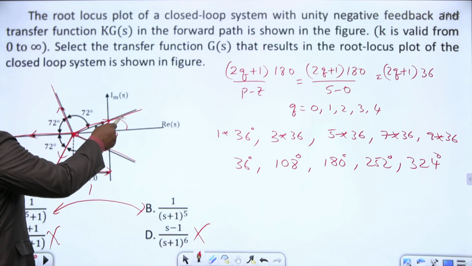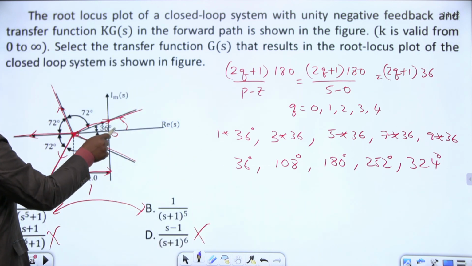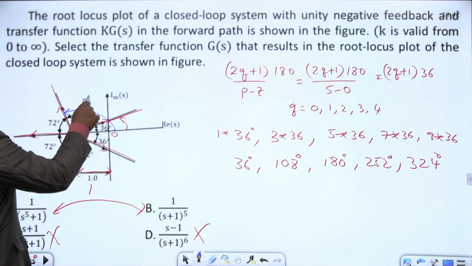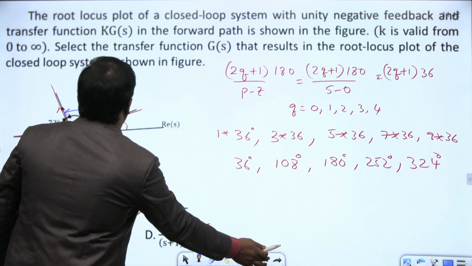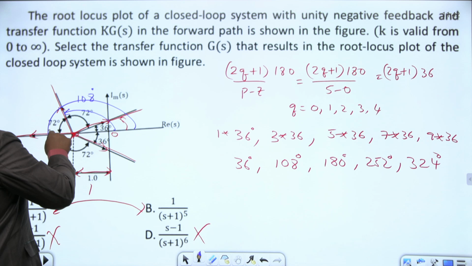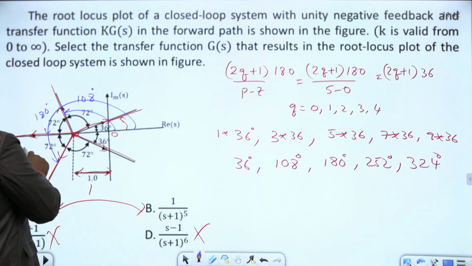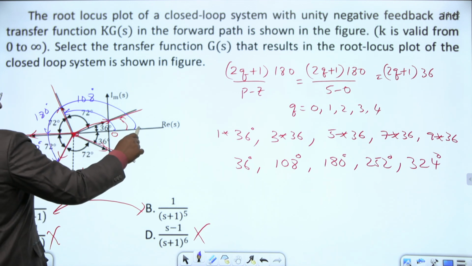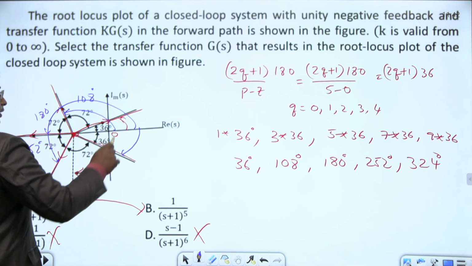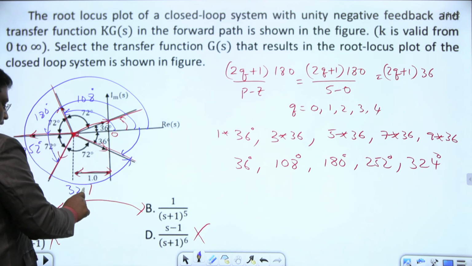There's 36 degrees here. This is 108 degrees, and this is 180 degrees. And this is 252 degrees. This is minus 36, or from here this is the 324 degrees.